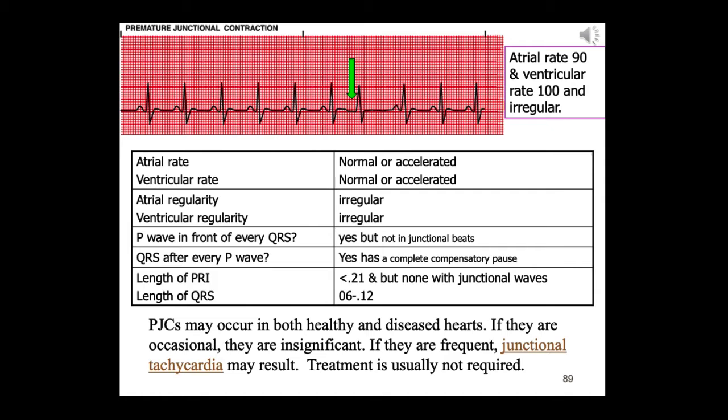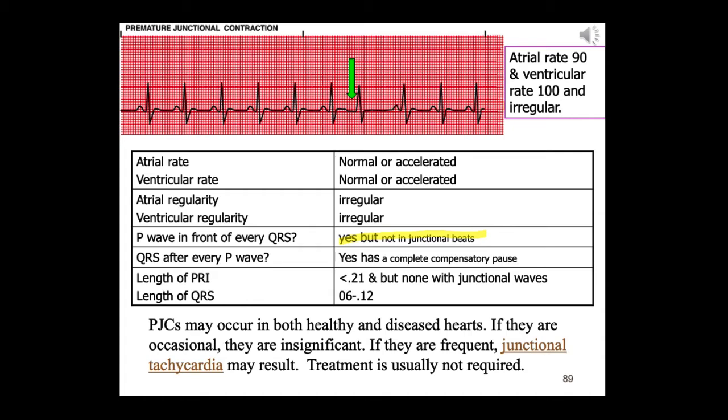We are looking now at a premature junctional contraction within a sinus rhythm. The premature junctional contraction is indicated by the green arrow. This 6-second strip is regular with the exception of that premature beat. The atrial rate is 90 and the ventricular rate is 100. In that junctional beat, we do not see P waves that are inverted either before or after the complex, meaning that in that junctional beat, the atria and ventricles are depolarizing at the same time.